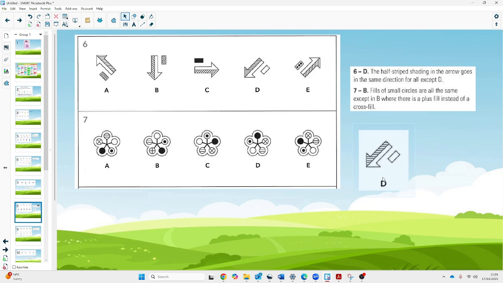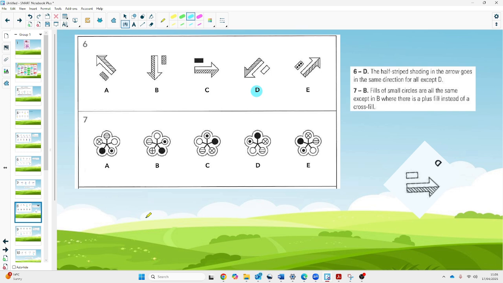I've got a snippet of D here. If you actually rotate it around, so you've got the arrow pointing in the same direction, if you like, as C, you can see if I put it up there, that the shading doesn't quite go in the same direction. So the answer to this one needs to be D.